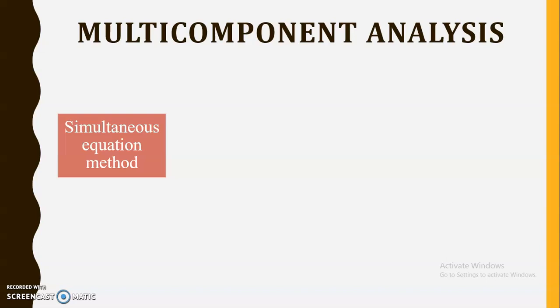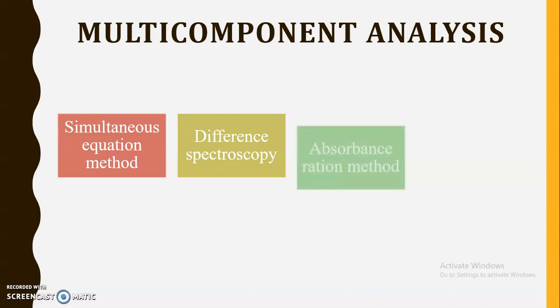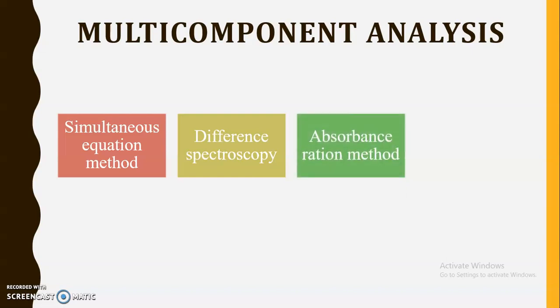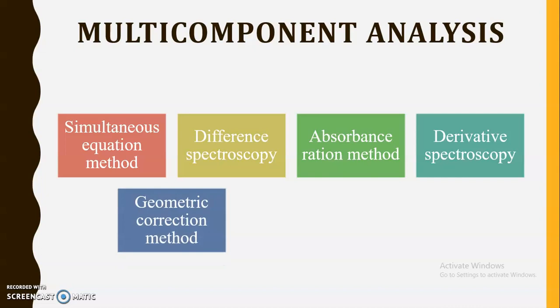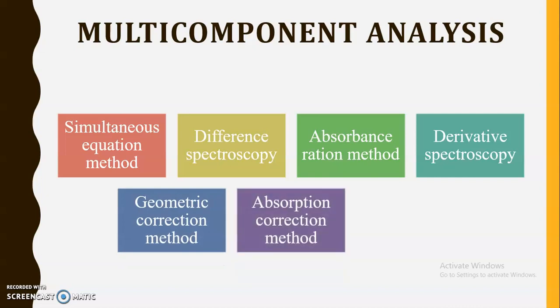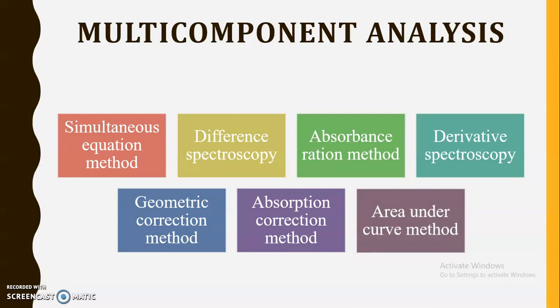The first and most commonly used method for multi-component analysis is the simultaneous equation method. The second method is difference spectroscopy, then the absorbance ratio method, derivative spectroscopy, geometric correction method, absorption correction method, and area under curve method. So these are the various methods by which we can carry out multi-component analysis.